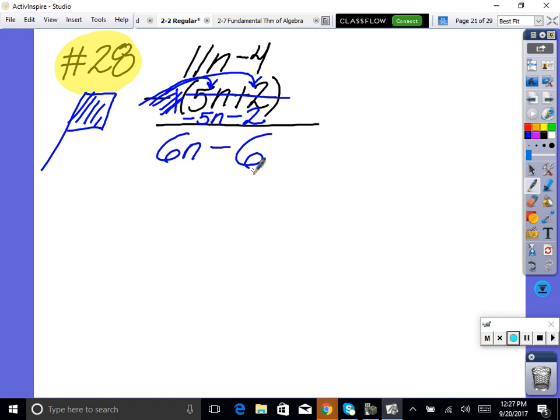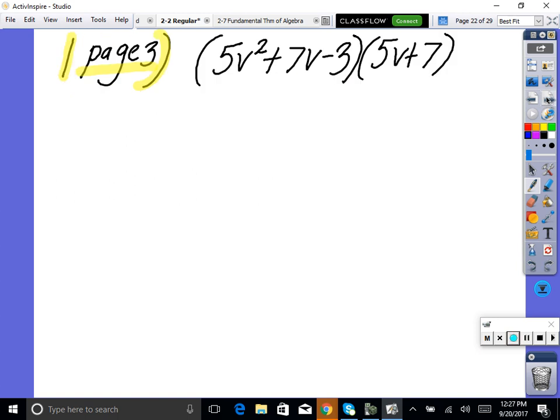Okay, awesome. Let's do some more advanced ones. Okay, go to page 3. Notice at the bottom it has a page number. Go to page 3, problem number 1.